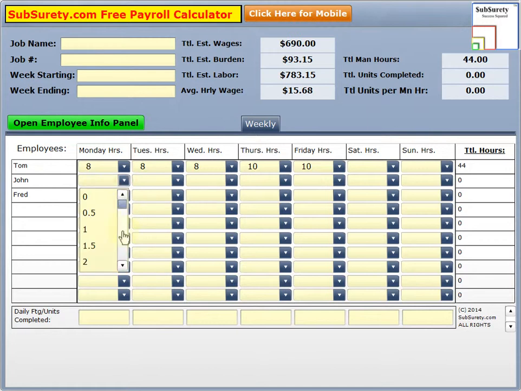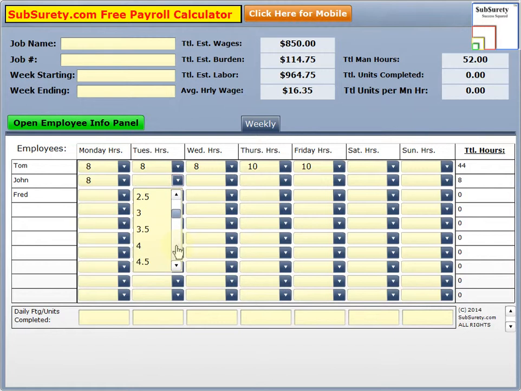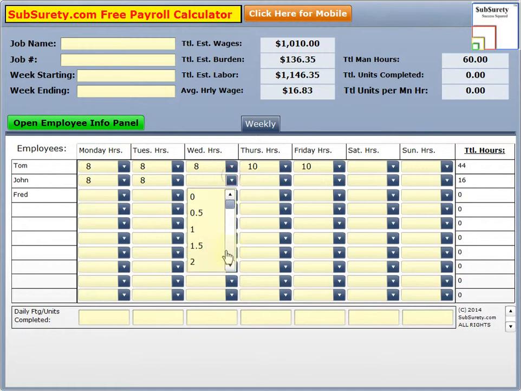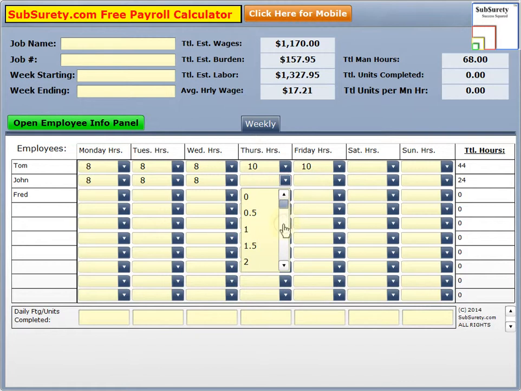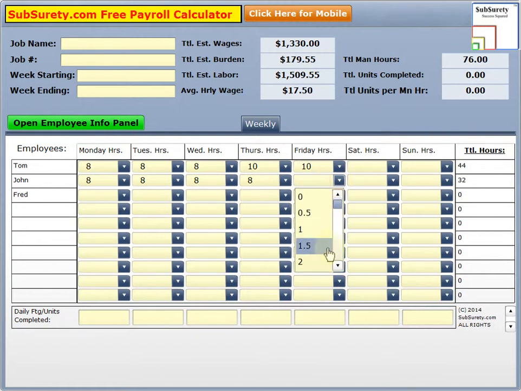Okay, now we can go through the same thing. 8 hours across the board for each one of our setters, and of course I come from a tile background, so I think of my higher paid guys as setters and the other guys as helpers. But whatever, journeyman, apprentice, however you want to label them, you can go ahead and do that.